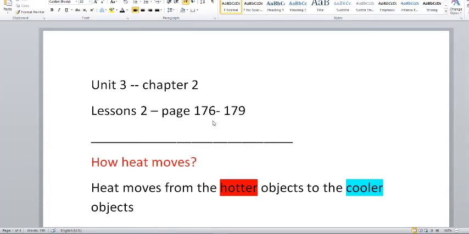Hello students, this is Unit 3, Chapter 2, Lesson 2 from page 176 until page 179. That's our science class. Let's start.